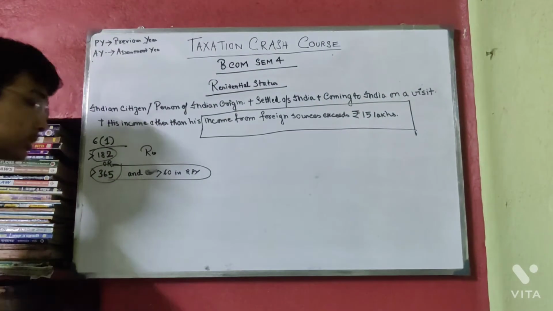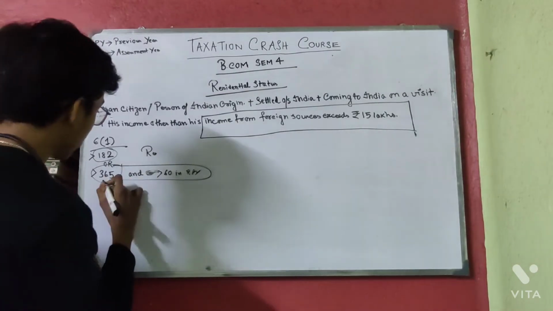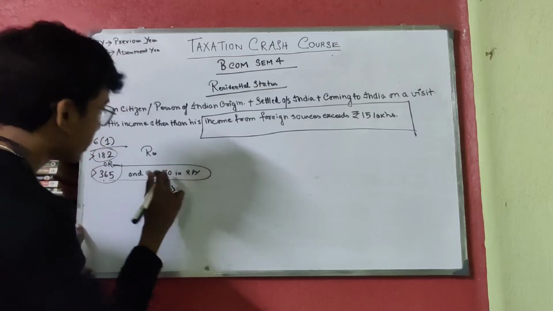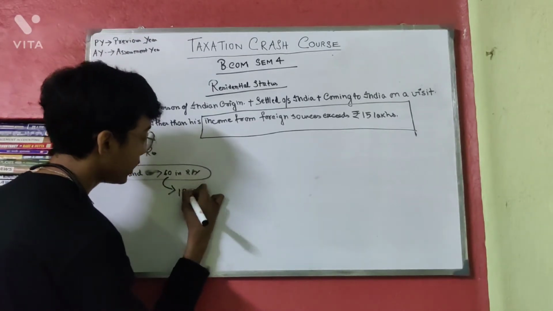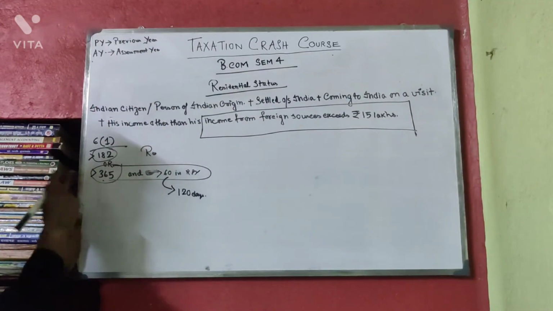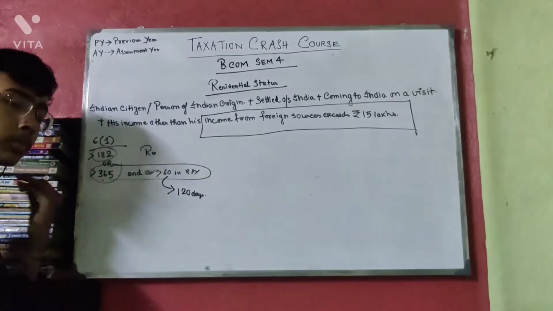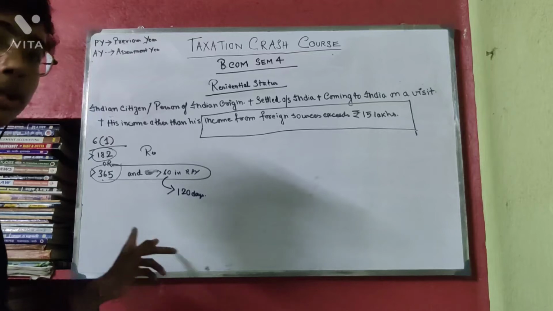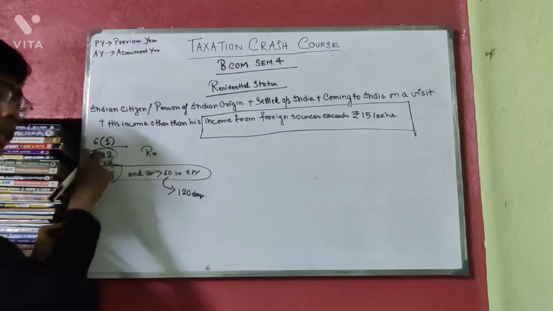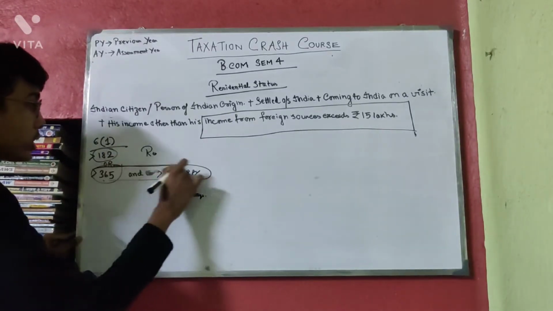But in this case, things are different. Where the person is an Indian citizen or a person of Indian origin and his income other than foreign sources exceeds 15 lakhs, you must consider 120 days in comparison to 60 days. He must stay in India for 120 days or more in the relevant previous year, and the rest of the things remain the same: 365 days or more in the past 4 years immediately preceding the relevant previous year, and the 182 days or more in the relevant previous year is permanent, so it will not change. Only the second condition will change here.